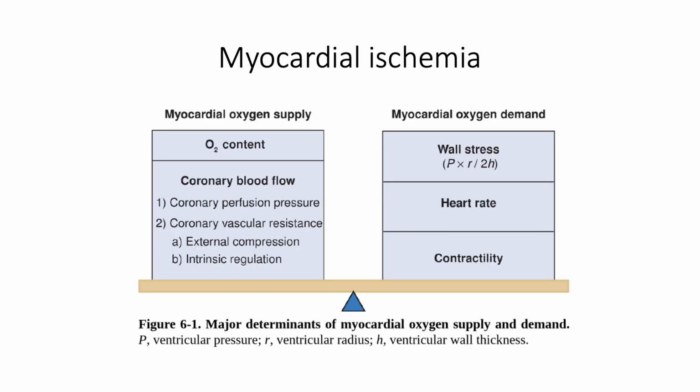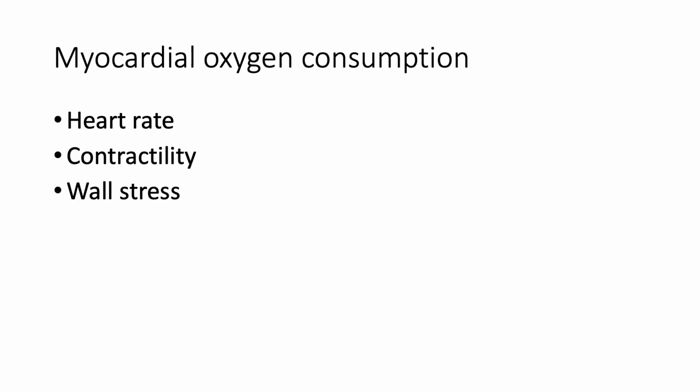So we've talked about the blood flow side of the equation. Now let's talk more about the demand side. The myocardial oxygen consumption is determined by three main factors: heart rate, contractility, and wall stress. So heart rate makes sense. If your heart is beating faster, you're going to need more oxygen. Likewise, if your heart is beating more forcefully, you're going to need more oxygen. And then the last thing is, if you increase wall stress, you're going to consume more oxygen as well.